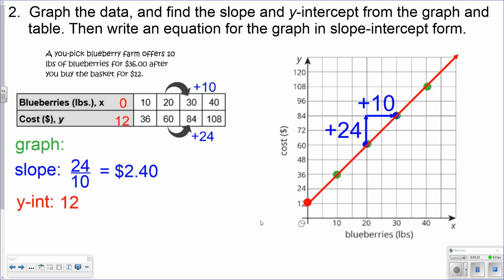The y-intercept, see if we continued this line, we would get to 12, or again, going backwards on our table, so it's going up by 10, so we go backward 10, that's 0, and this is going up by 24, so I go back to 12. So my equation is y equals 2.40x plus 12.